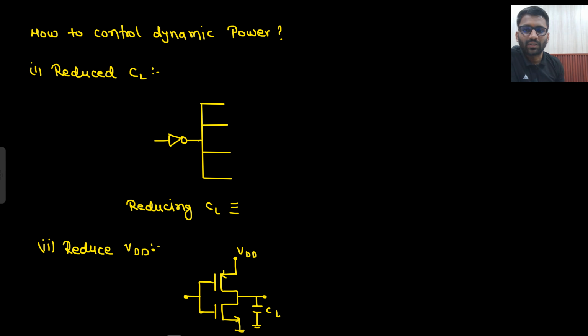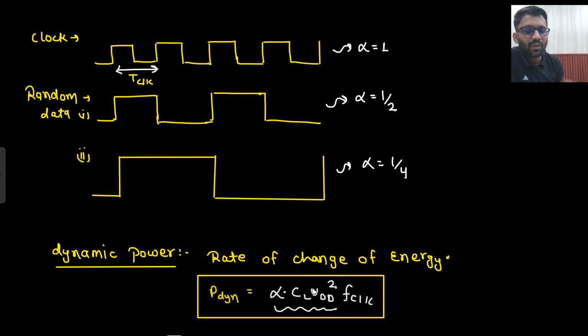Let's see what we are going to see now. The thing is how to control this dynamic power, because we would want the least power to be dissipated across the CMOS. So how do I control it? What do you think? I can decrease the CL value, I can decrease the supply, I can decrease the F clock. So let's try it one by one.